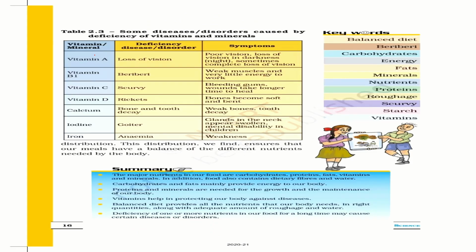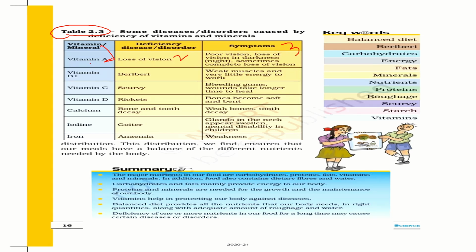Next, Table 2.3. As we have seen in the previous slide, Table 2.3 shows some of the diseases and disorders caused by the deficiency of vitamins and minerals. Here, make three columns. Note in the first column the vitamins and minerals, the second column consists of deficiency and disorders, and in the third, what the diseases are and what symptoms they show.